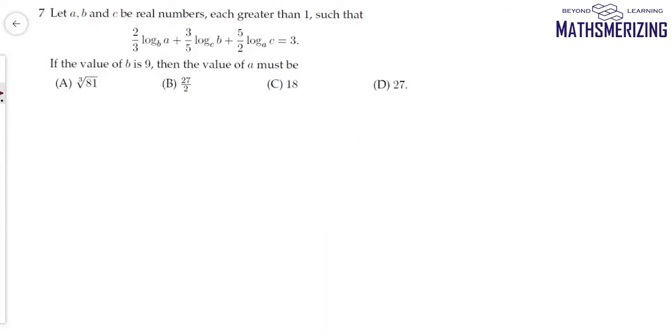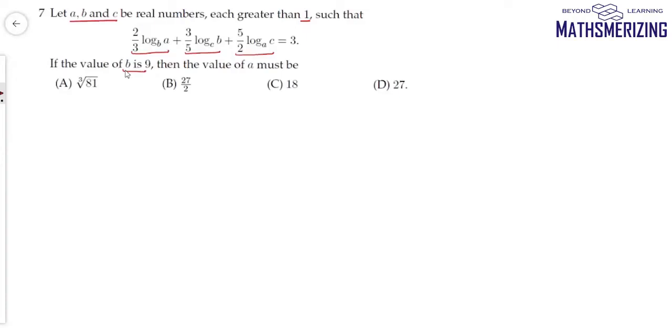Now in question number 7, it says there are 3 numbers A, B and C, each greater than 1, such that 2 by 3 log A base B plus 3 by 5 log B base C plus 5 by 2 log C base A is equal to 3, and it is given that the value of B is 9. We need to find the value of A.